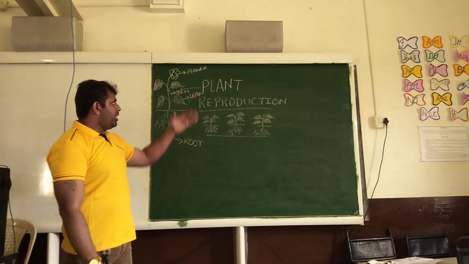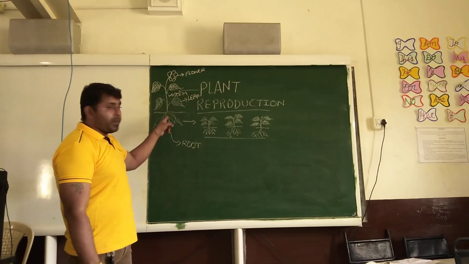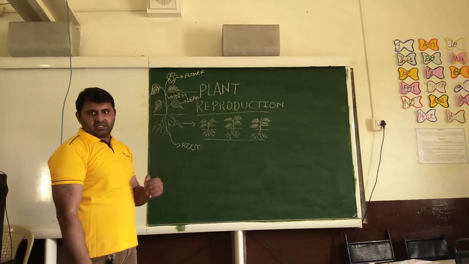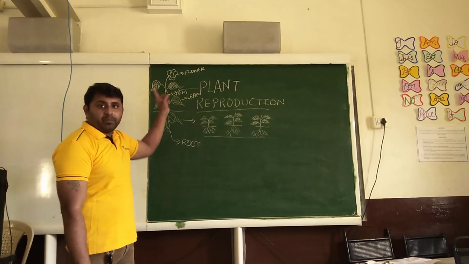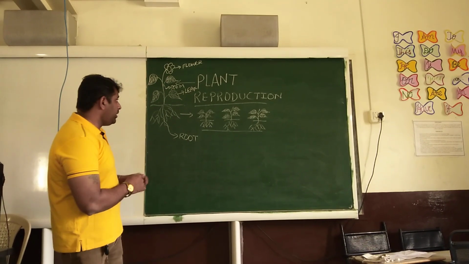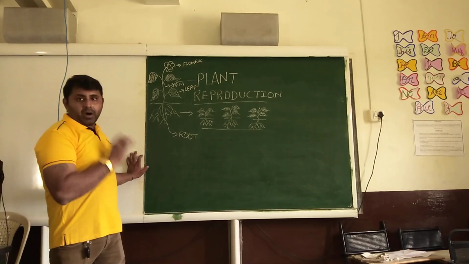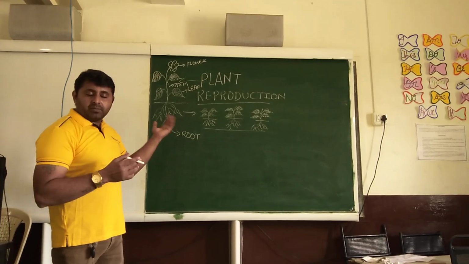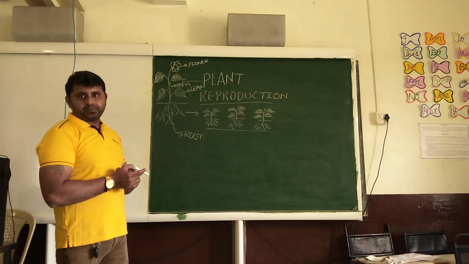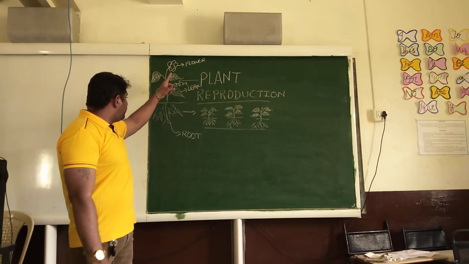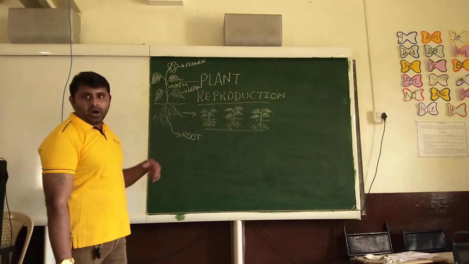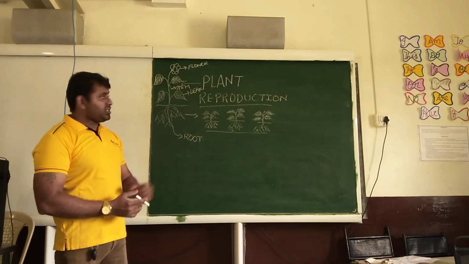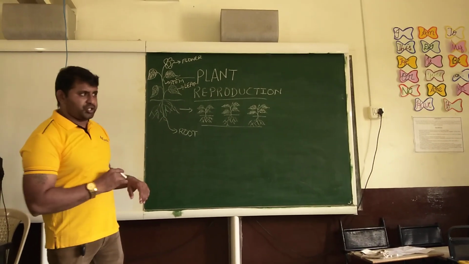Once again, I will repeat, we are discussing plant reproduction. Reproduction means producing young ones with the help of the parent plant. Plants have some parts like flower, stem, leaf, fruit, root, and sometimes the fruit is also a part. Any one of these parts which helps to reproduce another plant, this is the definition of plant reproduction.